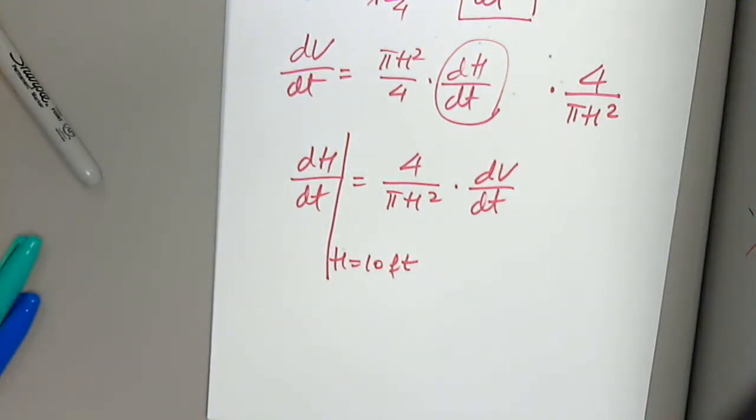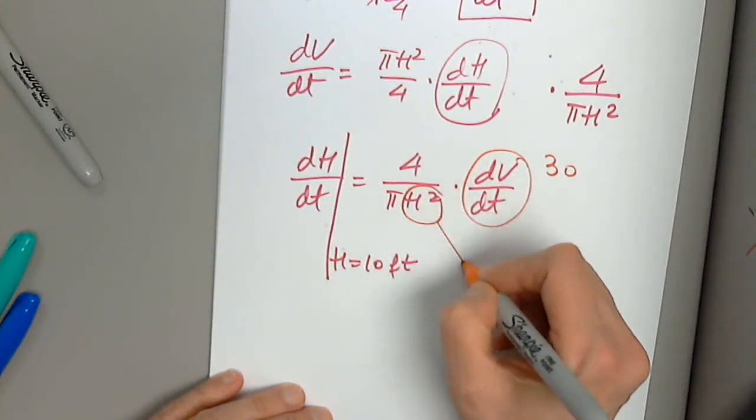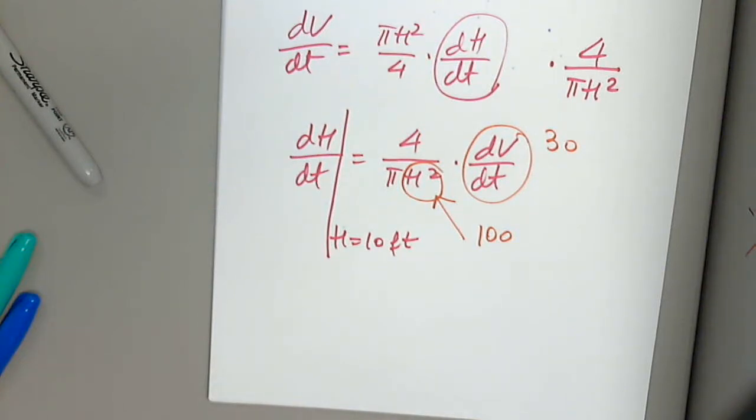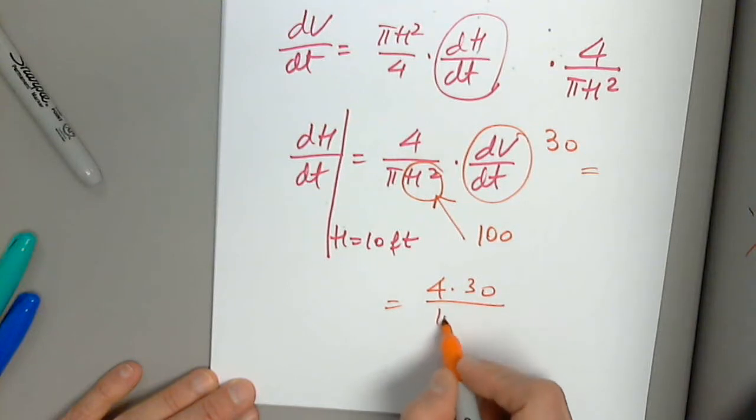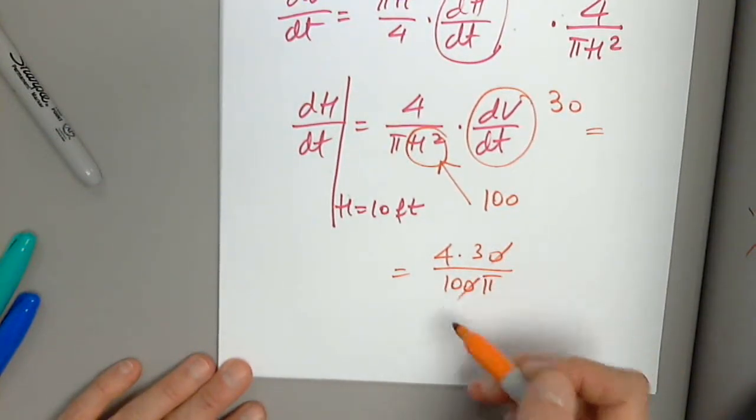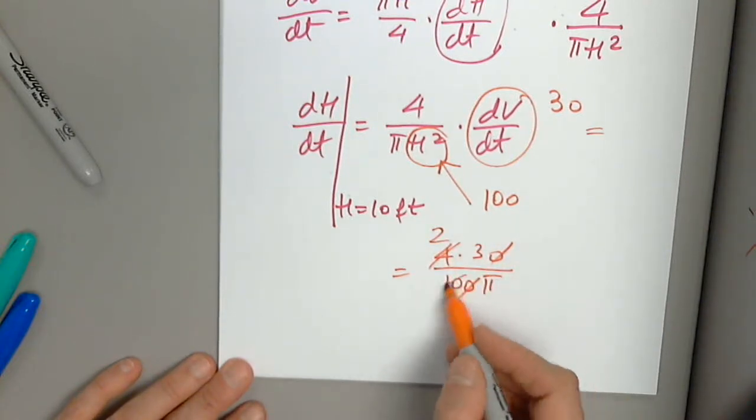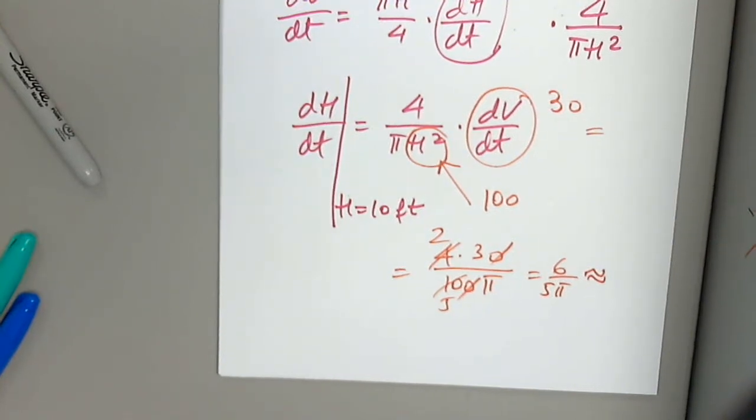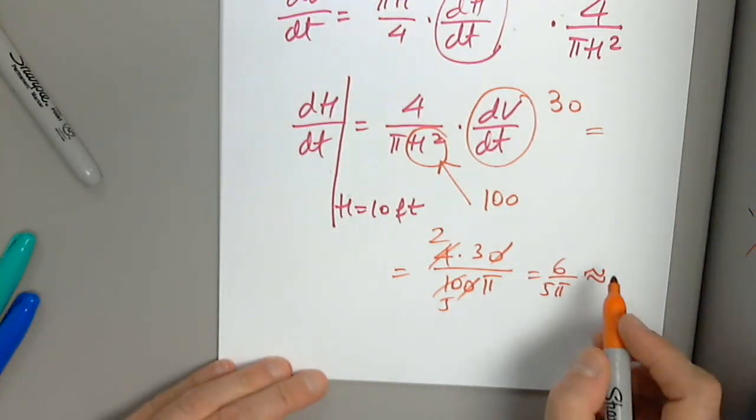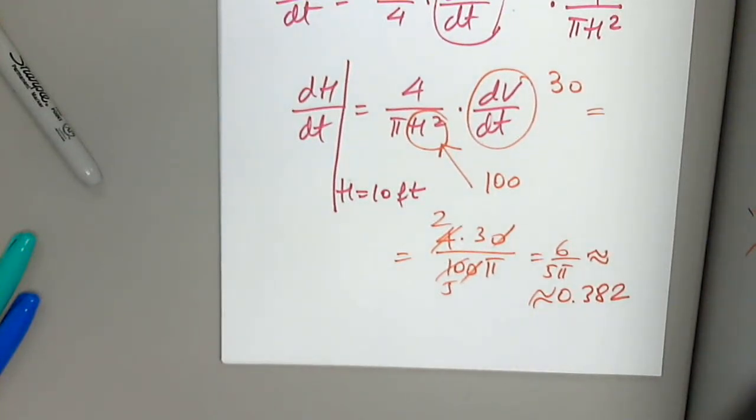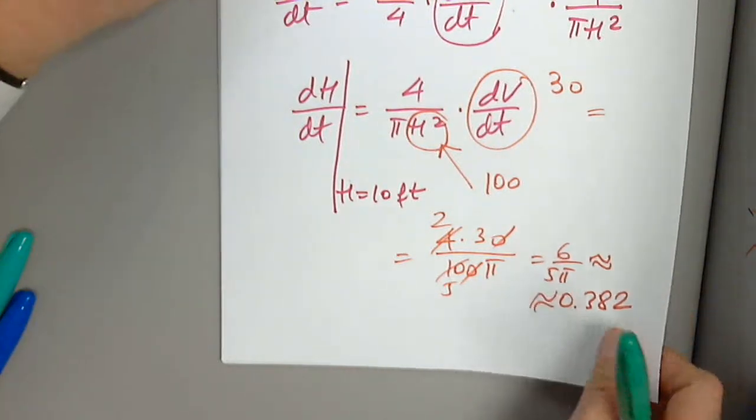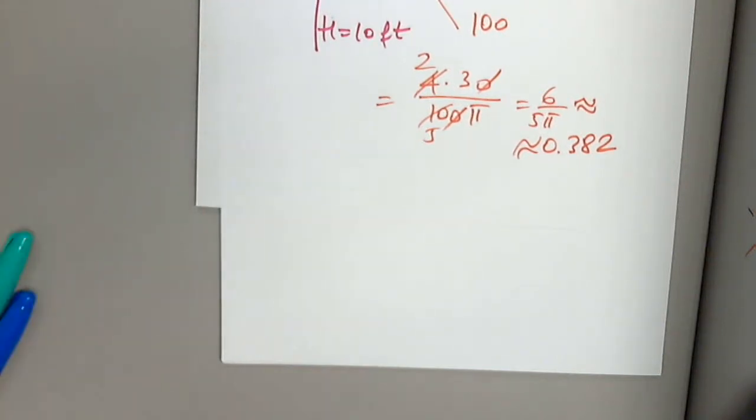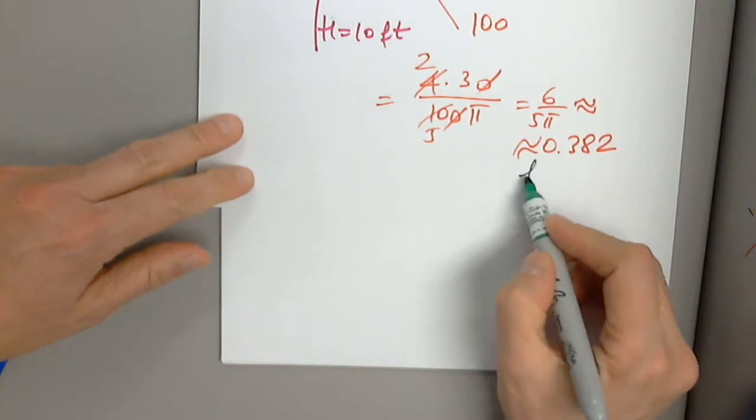So now we can plug in the numbers, and I think that this was 30, and this is 10 squared, which is 100. So the answer then will be 4 times 30 over 100 times pi. I will simplify by 2 and get 6 over 5 pi. I will put it in the calculator and get a number. So 6 divided by pi and further divided by 5. 0.382. Without measurement unit, it doesn't mean much. What is the measurement unit? Excellent. Thank you, Emily. Indeed, feet per minute.